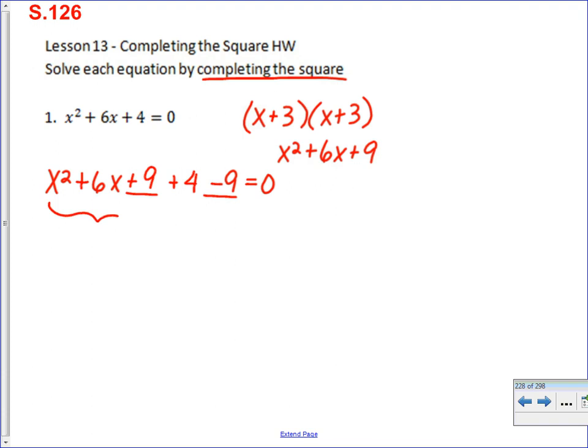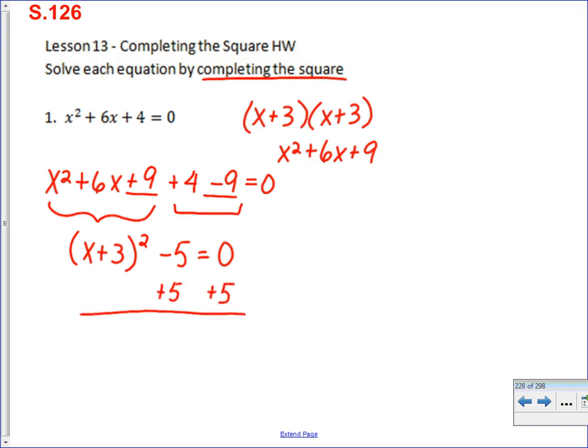When I take a look at this trinomial here, this is now equivalent to x plus 3, that entire quantity squared. And when I combine the like terms from the positive 4 and the negative 9, I get negative 5 to equal 0. Let us now solve for x. So let us isolate our variable. Let's add 5 to both sides. I have x plus 3 squared is equal to 5.